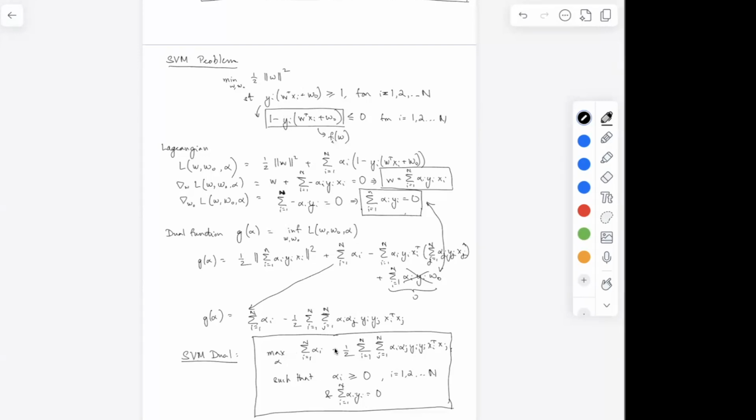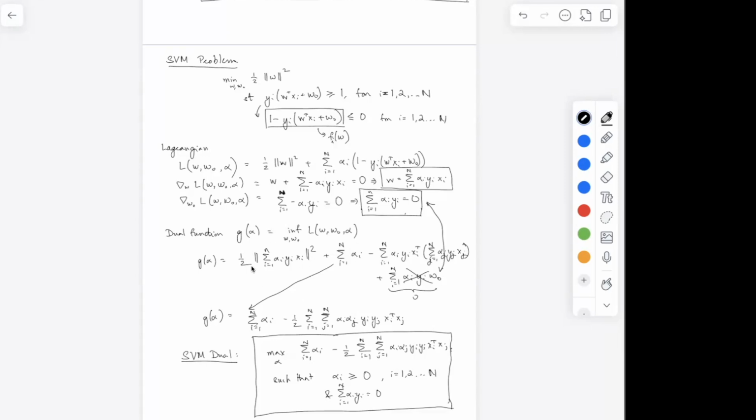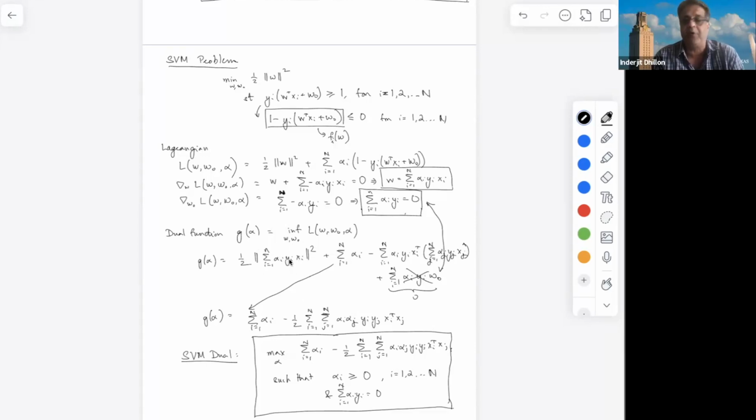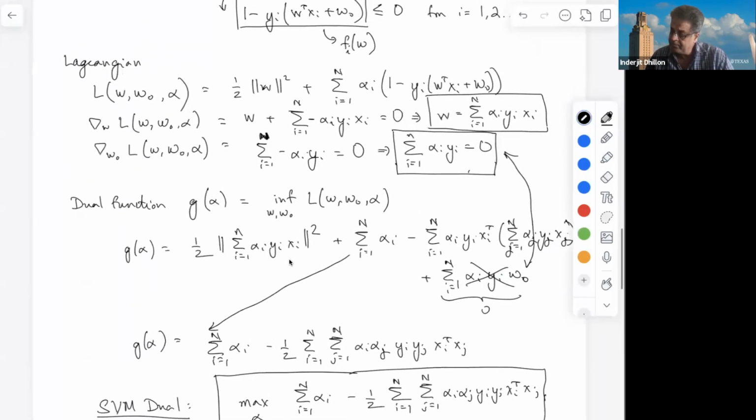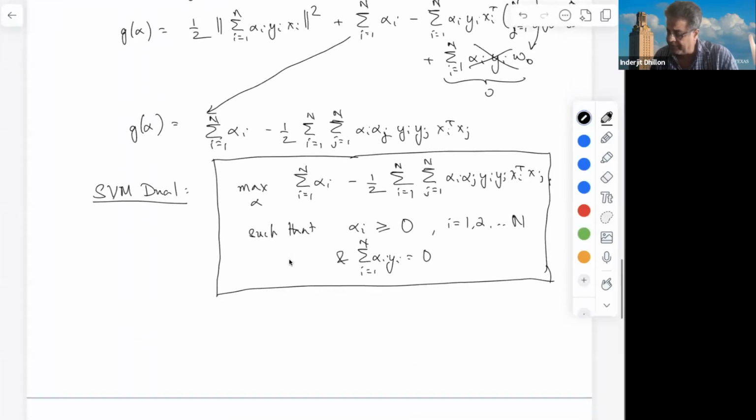Sorry. What happened to the first term in the original G of alpha? Which term, sorry? One half. Yeah, that one. So what I showed is, if you expand this out, right? So let me just use a little scratch work, right? So alpha I, sorry, what do I have? Yeah, I have this, right? Alpha I.